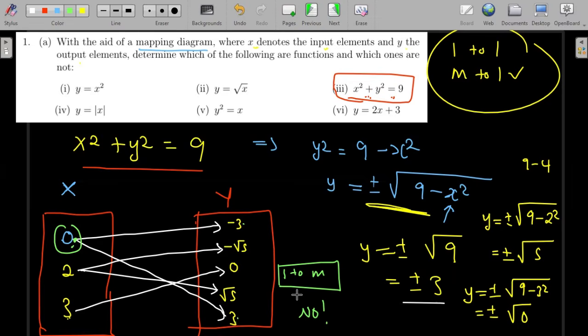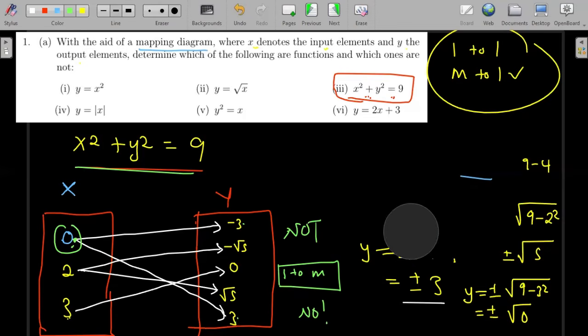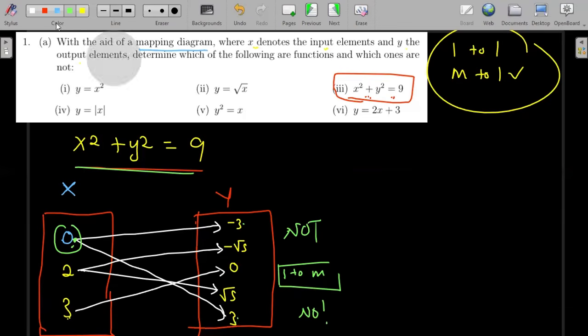Okay, so the outputs are not unique. So we're going to conclude that what? This guy here is not a function. Okay, so the circle here is not a function. And you can also show it on a graph. Okay, so if there are any questions, please ask.